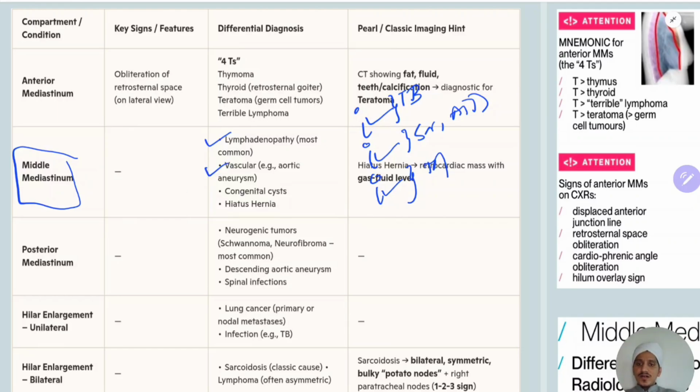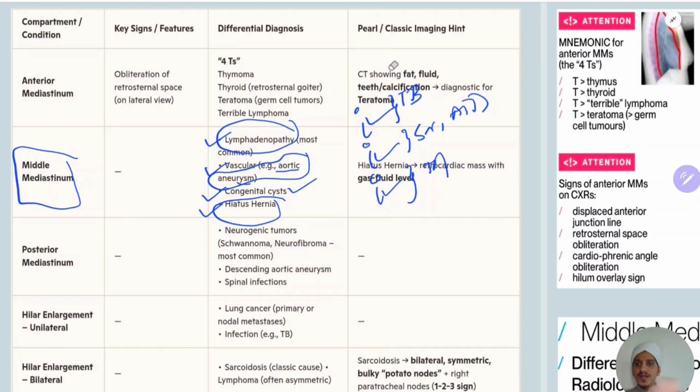Vascular, so the aorta is present in the mediastinum, so it can be aortic aneurysm also. Congenital cyst, and at the lower side of the middle part of the chest X-ray, hiatus hernia you can see. The important things to remember are lymphadenopathy, second aortic aneurysm, third hiatus hernia, and congenital cyst you can remember.